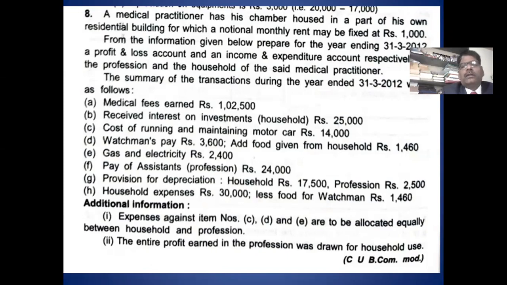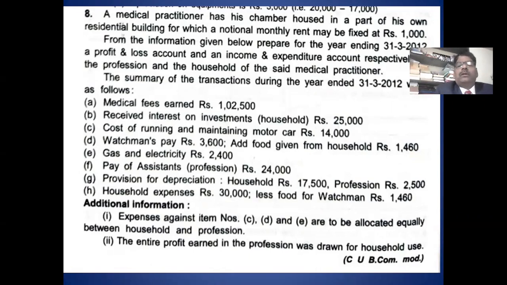First, your duty is to separate the household transaction and professional transaction from the common transaction. If the transaction is a common transaction, out of that, what is the portion relating to household and what is the portion relating to profession? That is to be bifurcated first. That is the first task. And that household may be taken in the income and expenditure account.